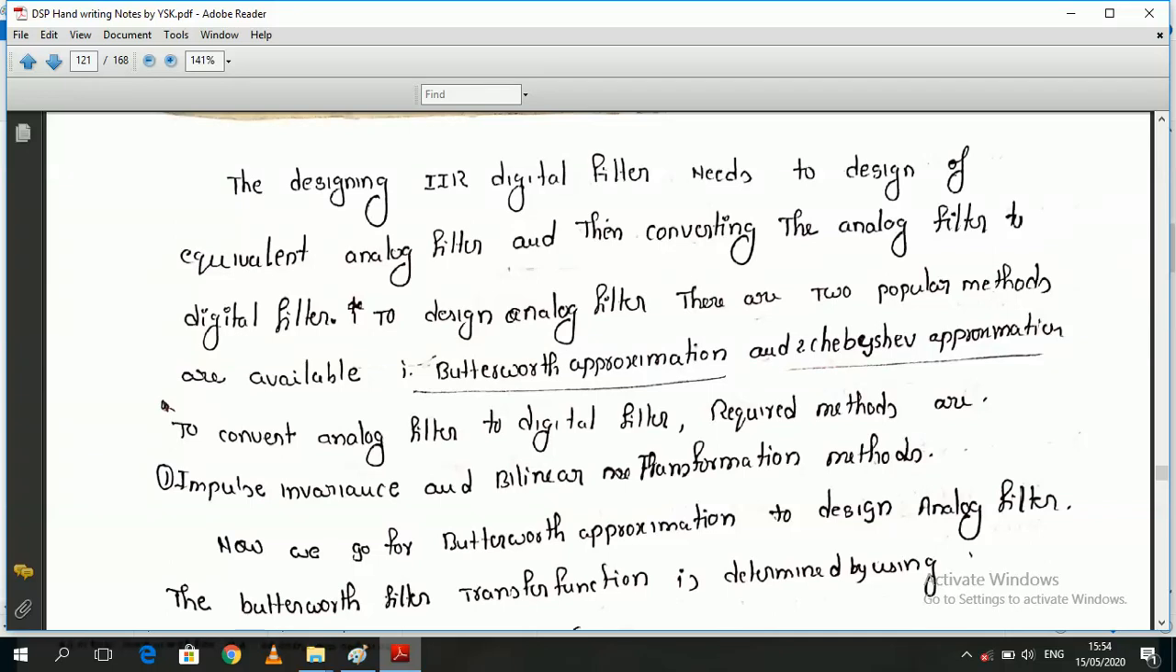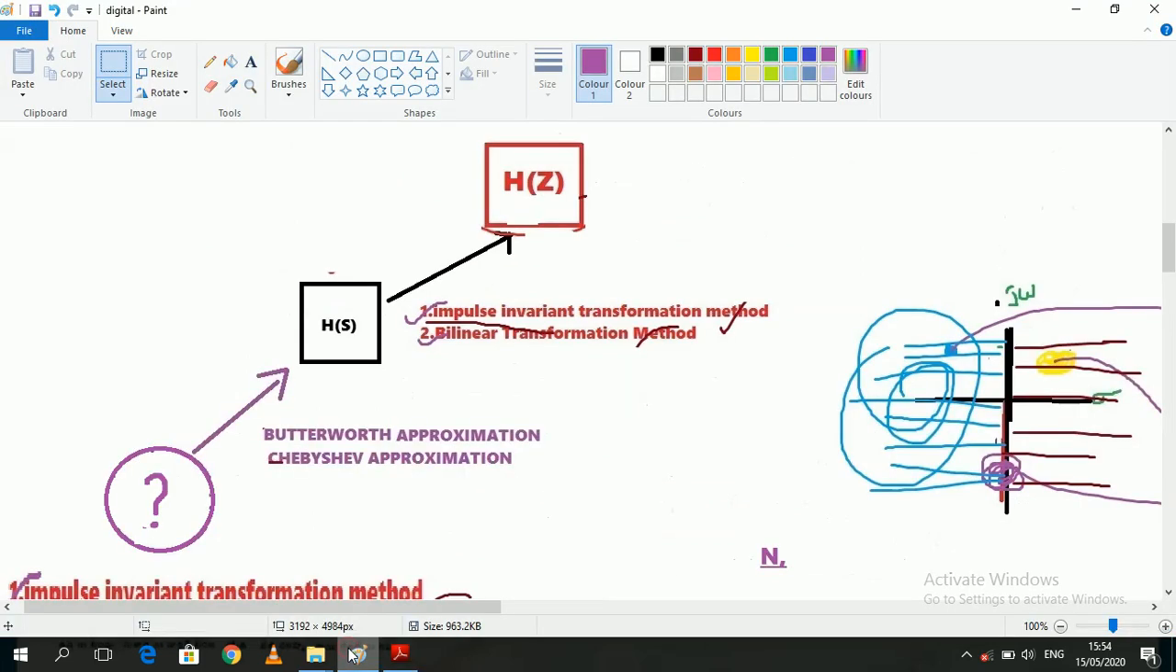Hi everyone, in this video I'm going to explain Butterworth approximation and Chebyshev approximation in the concept of designing IIR digital filter. Let's see the connection between previous topics and current topics. I explained impulse invariant transformation method and bilinear transformation method, which are used to design IIR digital filter from analog filter. A total explanation is in previous videos, you can check it.